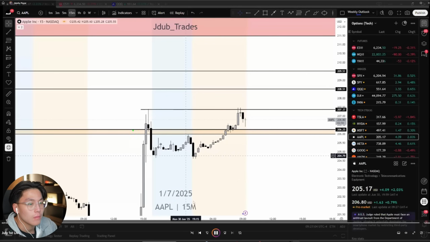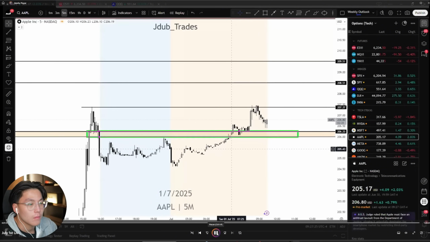Key level for me is going to be this 206. So this 206 level is very key coming into today. You can see we already had a little bit of reaction off your previous day highs. What I would like to see on Apple is a hold of your 206. We could be looking for continuation back up towards your high of day and above, or it's going to be the reclaim back above your previous high of day. So Apple's going to be one of my main watches coming into today above your 206.